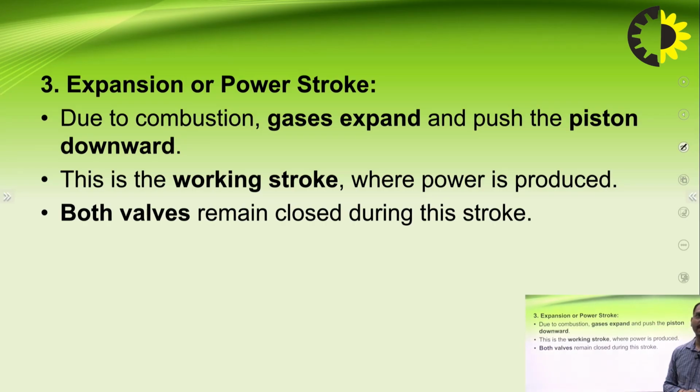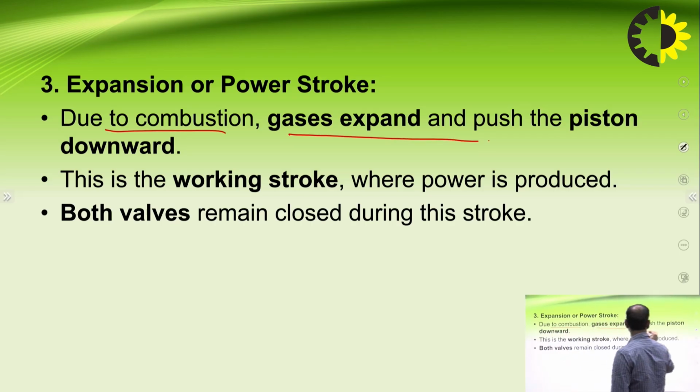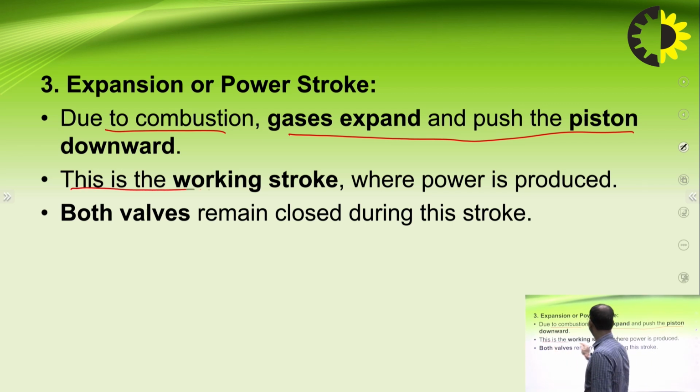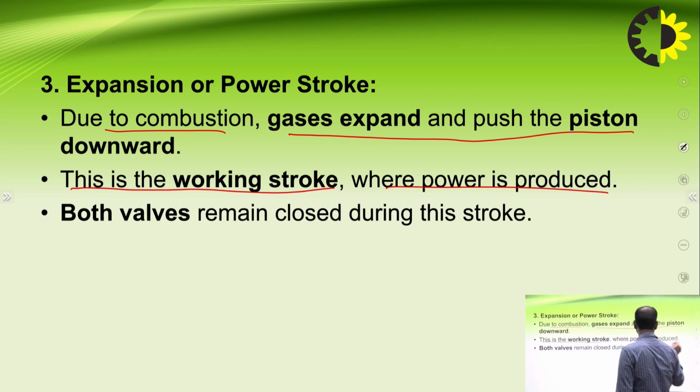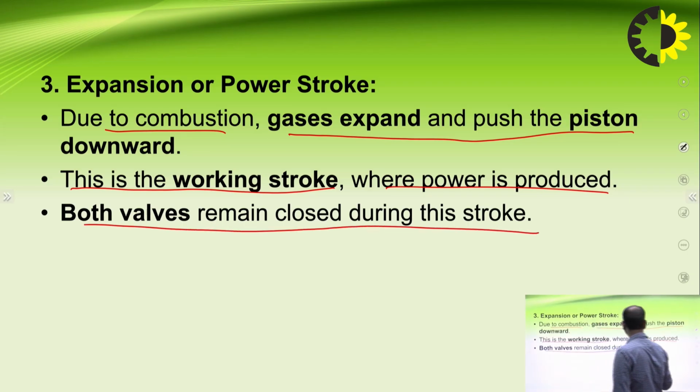Then the third one is the expansion stroke or power stroke. In this stroke, due to combustion, gases expand and push the piston downward. This is the working stroke where power is produced. Both valves remain closed during this stroke. The expansion stroke is also known as the power stroke.